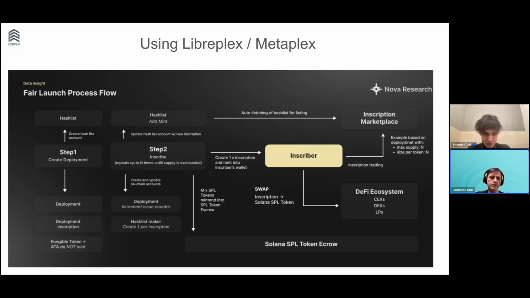Once that has been done and you've created all of these, and we have all of these extra accounts being created for these particular inscriptions, then this can be picked up, for example, by a marketplace, and the marketplace can then find those particular accounts and use that to buy and sell those particular inscriptions. And then there could be links to other parts of the ecosystem as well.